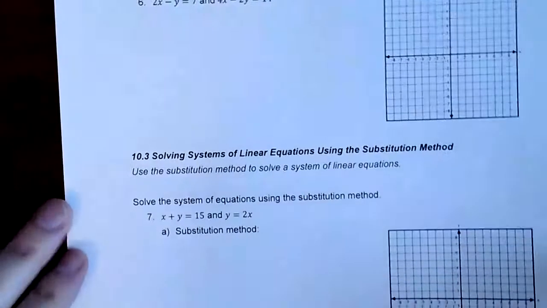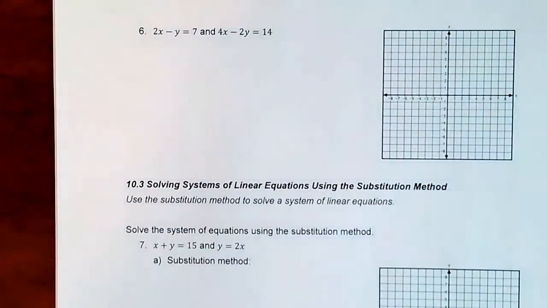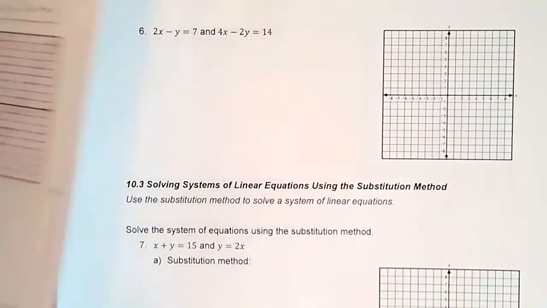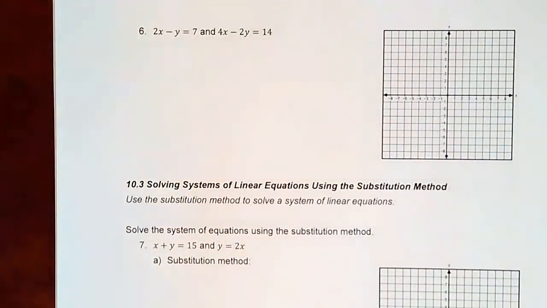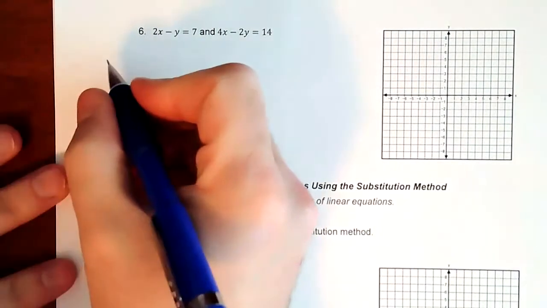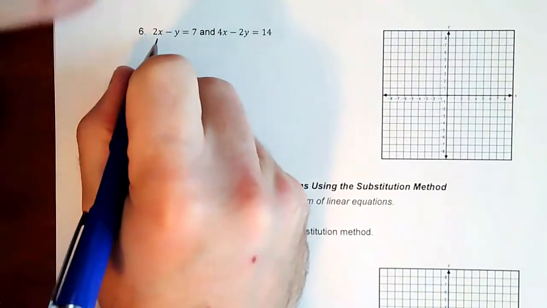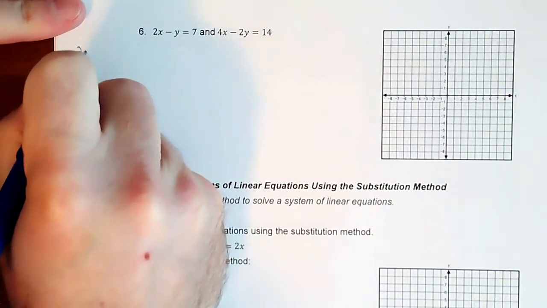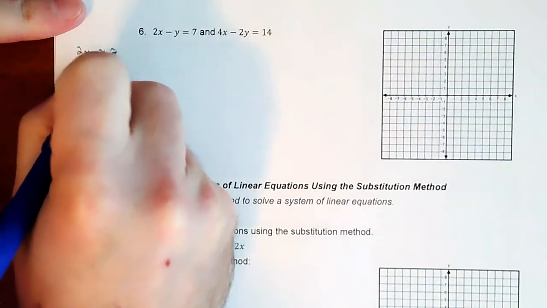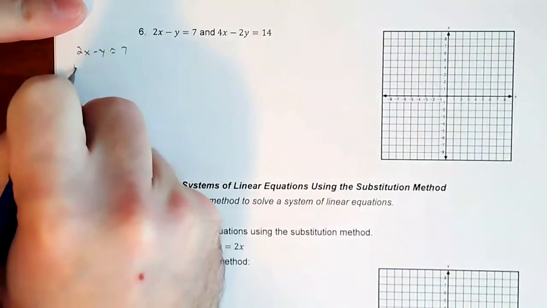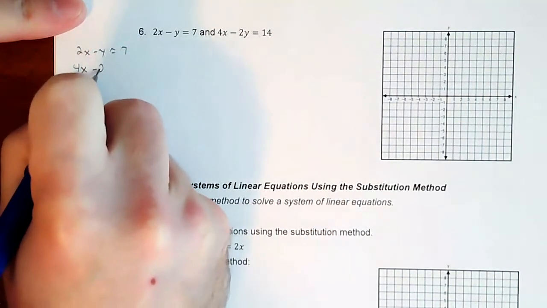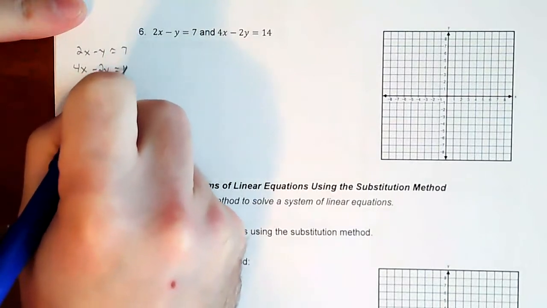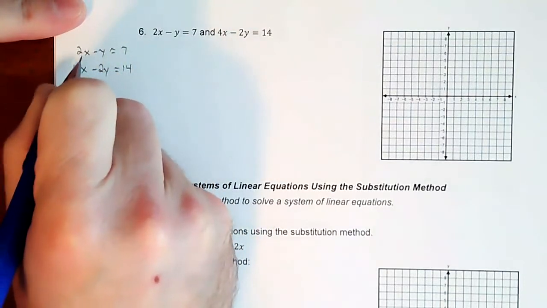Right, we'll take a look at that one. So we're going to solve it just like normal, and we're going to try to eliminate a variable, do all that same stuff. So let's do that way over here. We'll have 2x minus y equals 7, and 4x minus 2y equals 14. Let's say we're looking to cancel our x's.